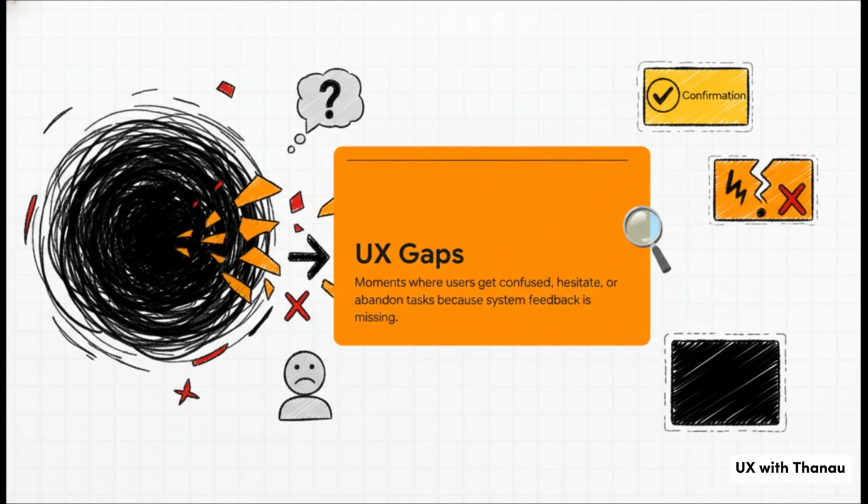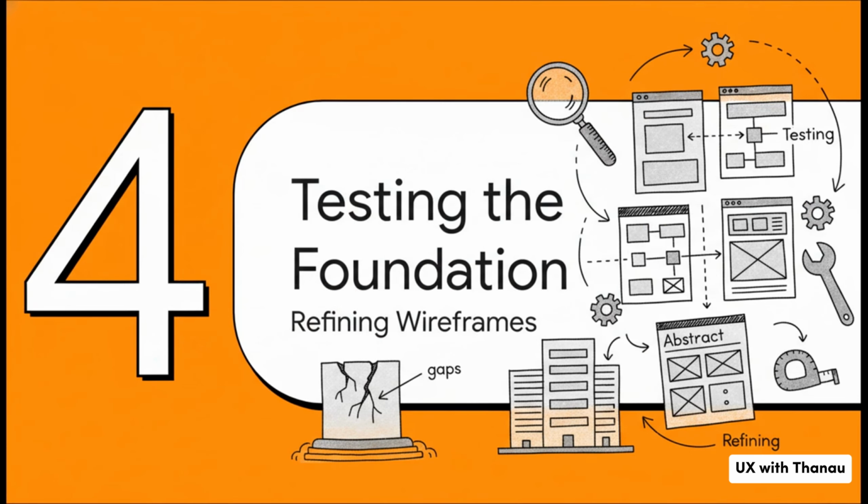All of these problems create what we call UX gaps. Think of them like black holes in the user's journey, where people get confused, hesitate, or just give up entirely. It could be something as small as a missing confirmation message, or a really confusing error, or just a totally blank screen where there should be some kind of helpful guidance. So the big question is, how do we find these gaps before it's too late?